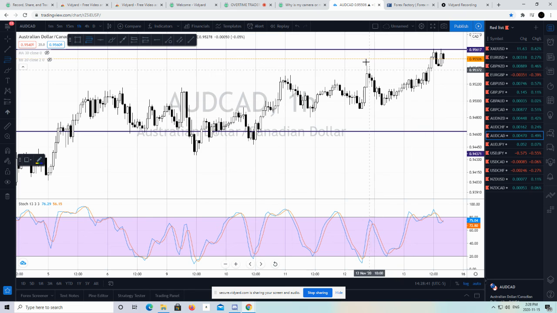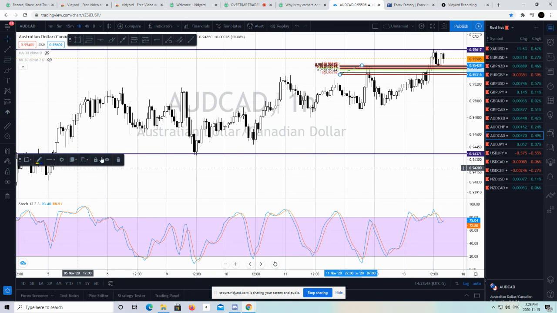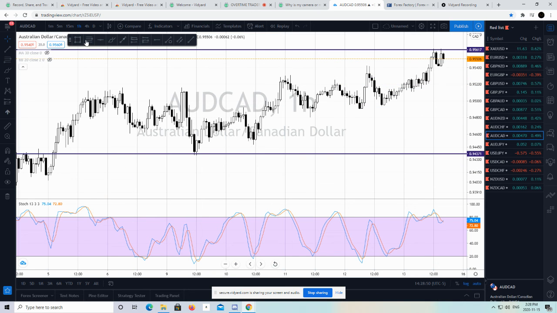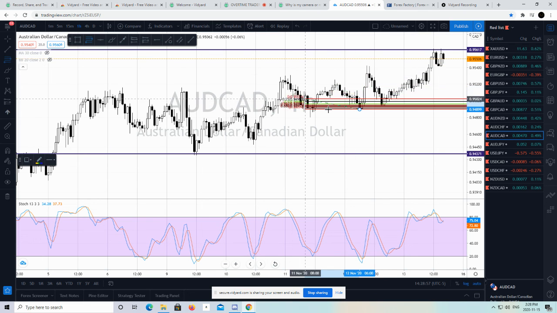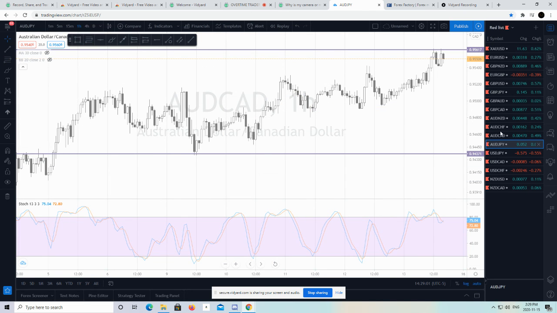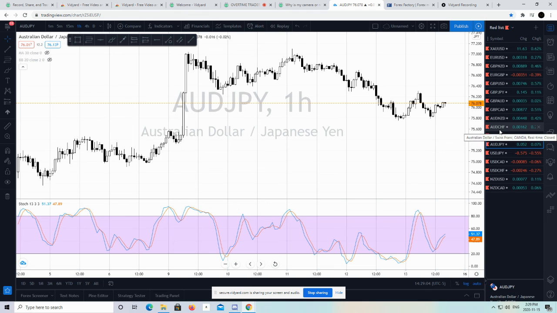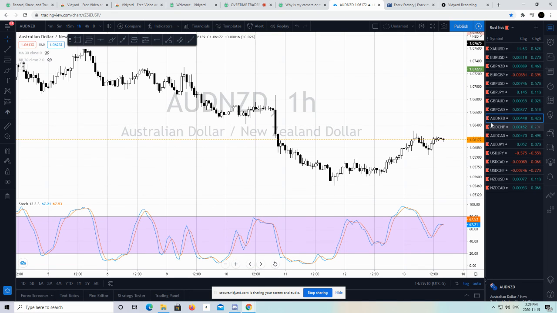See that push there. We can definitely go higher. We can wait for a little retracement. So I am not settling on anything on the AUD pairs. I'm basically waiting to see what's going to happen.